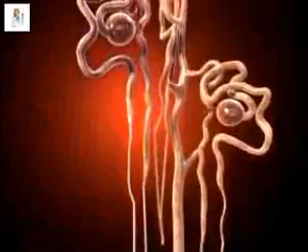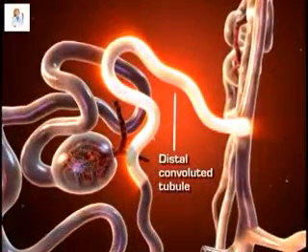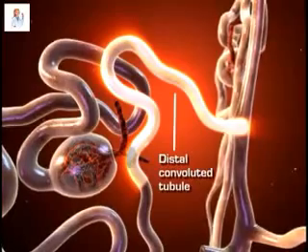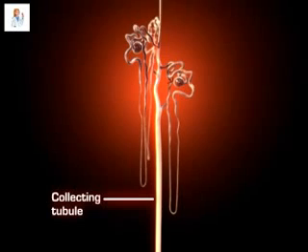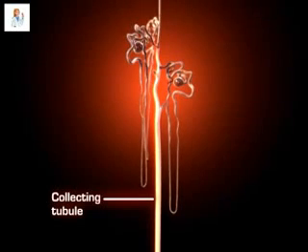Then there is a distal coiled portion called the distal convoluted tubule, which regulates potassium, sodium, and pH, and where further dilution of the urine takes place. And finally the collecting tubule, which joins with several tubules to collect the filtrate and where final sodium regulation takes place.